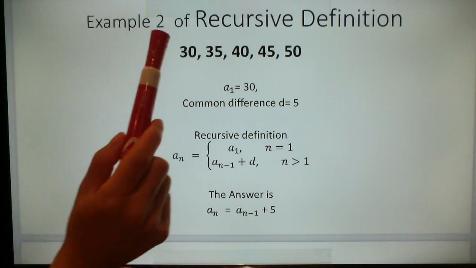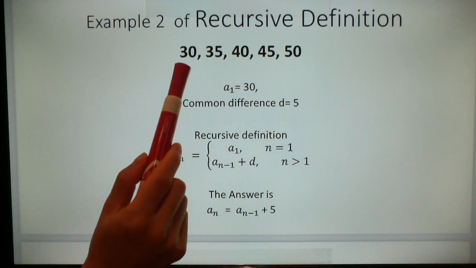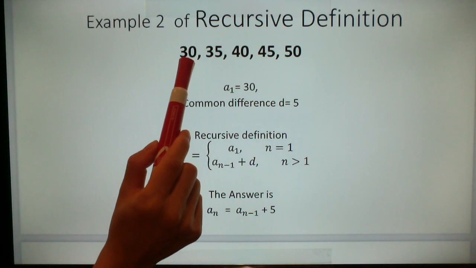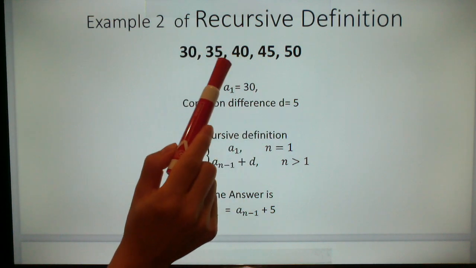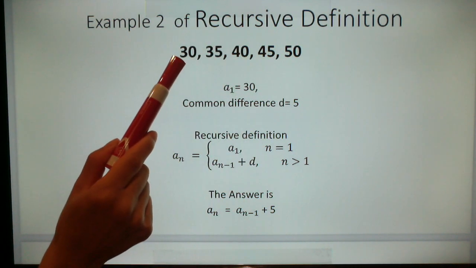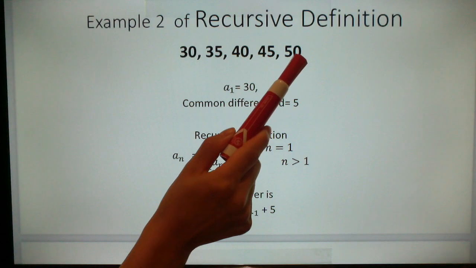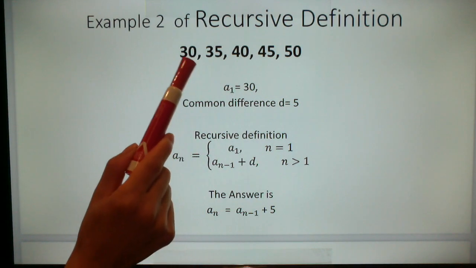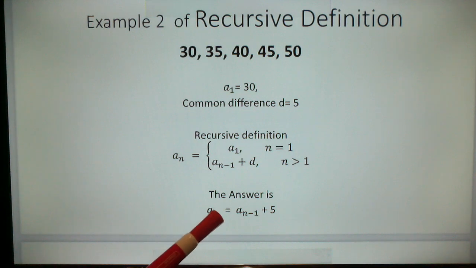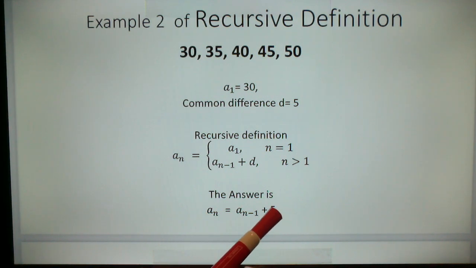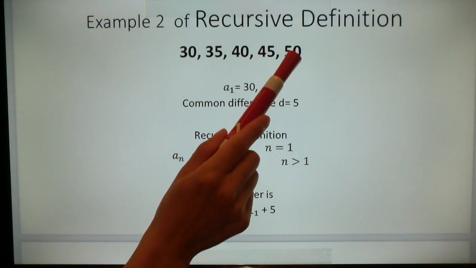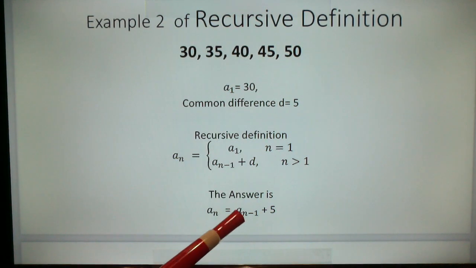Another example. If you see the sequence, can you tell the common difference is 5? 30 plus 5 is 35. 35 plus 5 is 40. So the very first term, term 1, term 2, term 3, term 4, term 5. So A1 is 30. So the answer is A1 is 30, and AN is AN minus 1 plus 5. Because if you want to know A5 from A4, you have to add the number 5.